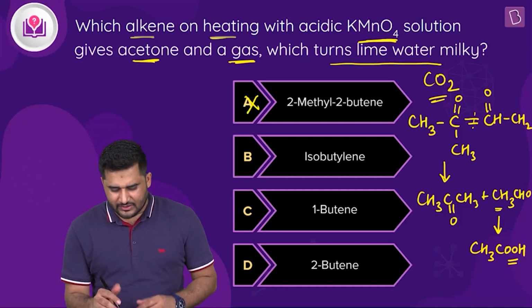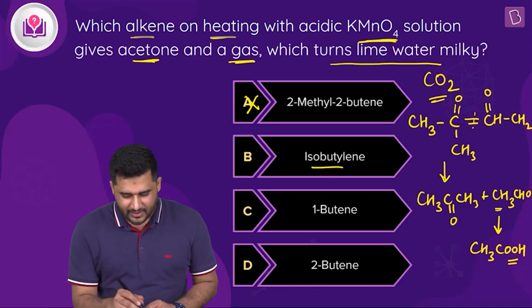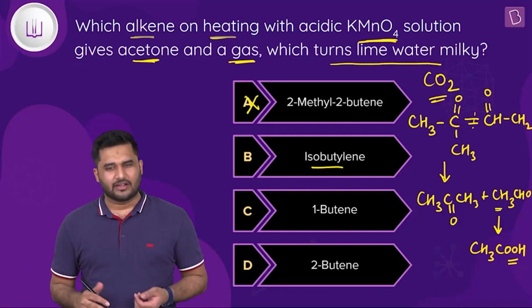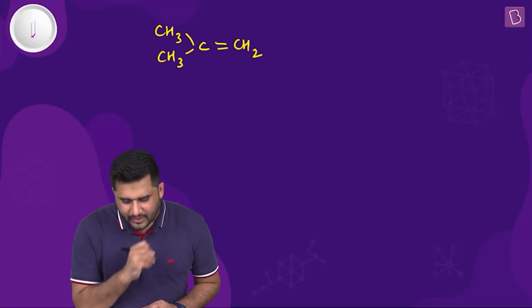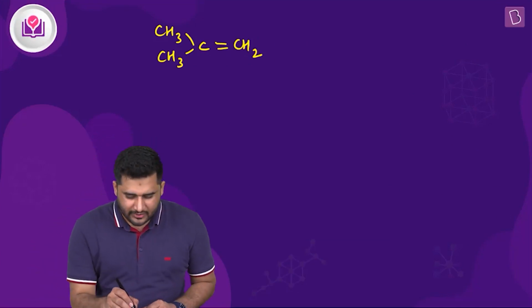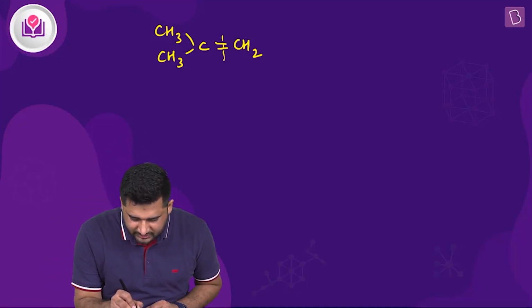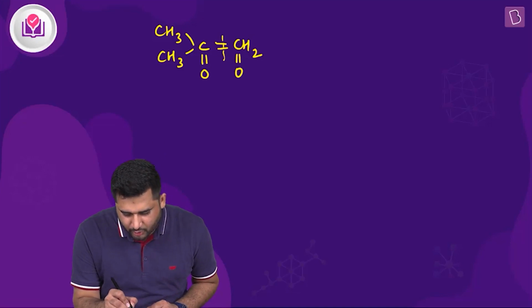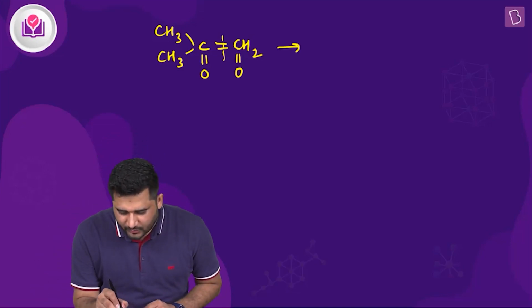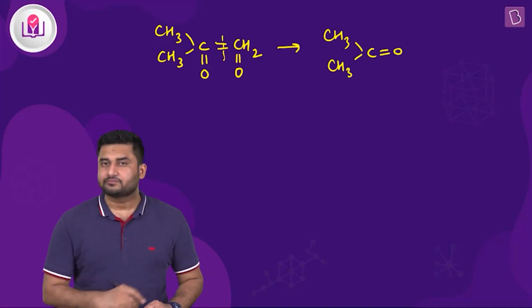Moving to option B, here you have isobutylene. Let's first draw the structure of isobutylene, and then we will simply use the same trick. So isobutylene is like this, C double bond CH2. Now in this case, if you react it with acidic KMnO4, or if you heat it with acidic KMnO4, what will happen? You have to simply break this C double bond C, put double bond O on both the sides. So by doing so, what you are getting is CH3, CH3, C double bond O.